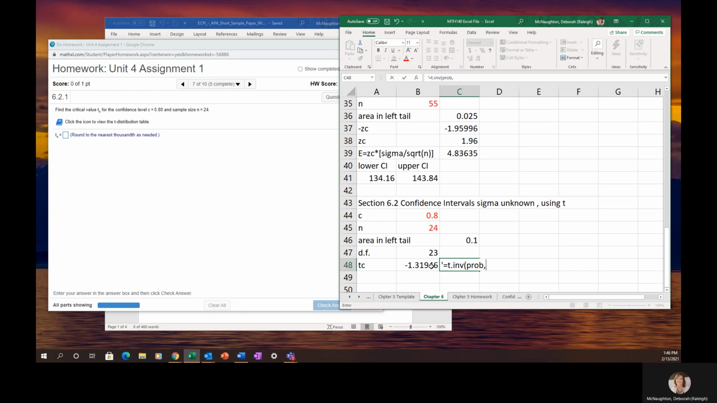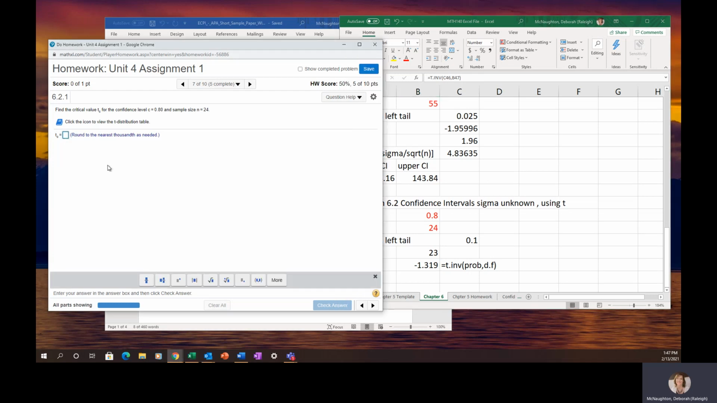Okay, so it's T.INV and then the probability and then the degrees of freedom. So again, this probability, these degrees of freedom. So this one is, and they want it rounded to the nearest thousandths, with 3 decimal places, negative 1.319. Okay. And then let's look it up in the table.